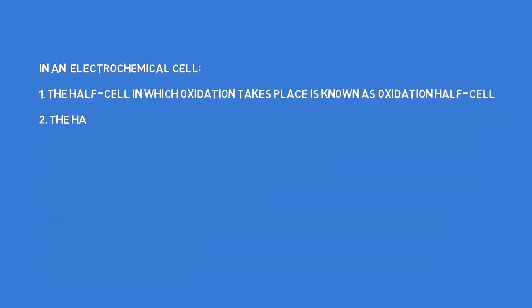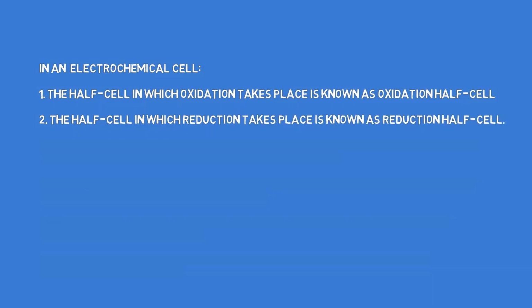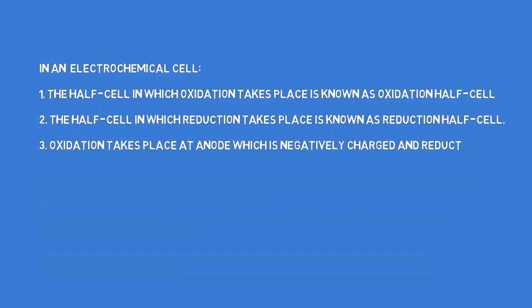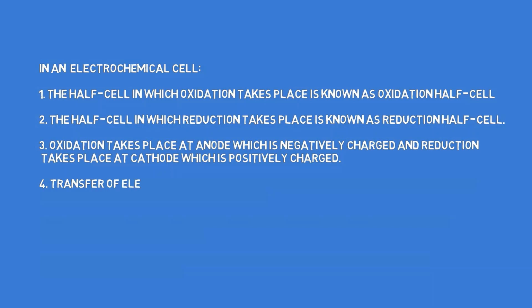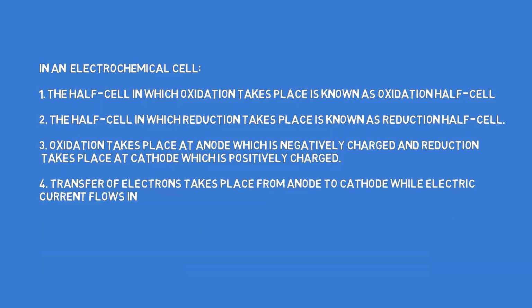In an electrochemical cell, the half cell in which oxidation takes place is known as the oxidation half cell. The half cell in which reduction takes place is known as the reduction half cell. Oxidation takes place at the anode, which is negatively charged, and reduction takes place at the cathode, which is positively charged. Transfer of electrons takes place from anode to cathode, while electric current flows in the opposite direction.